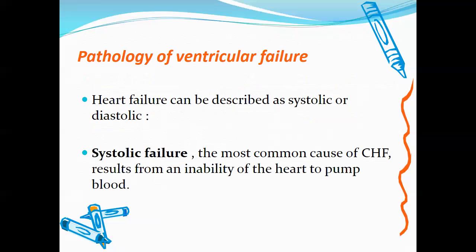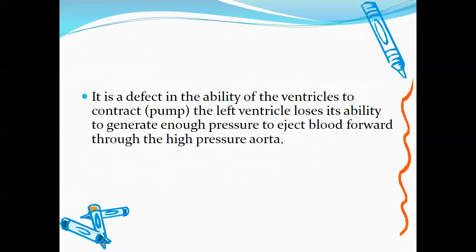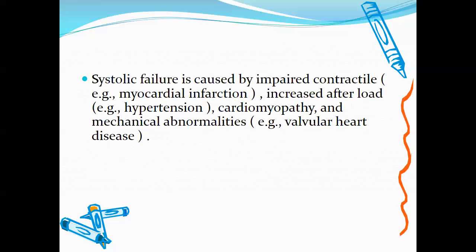Ventricular failure can be described as diastolic or systolic. And systolic is the most common thing we see. It results in the inability of the heart to pump the blood. It's basically a defect in the ventricles' ability to contract and eject the blood. So it loses the ability to generate enough pressure to eject it through the aorta. And with systolic heart failure, we see an ejection fraction that has been compromised. It can be caused by MI, hypertension, cardiomyopathy, mechanical abnormalities, valvular heart disease.